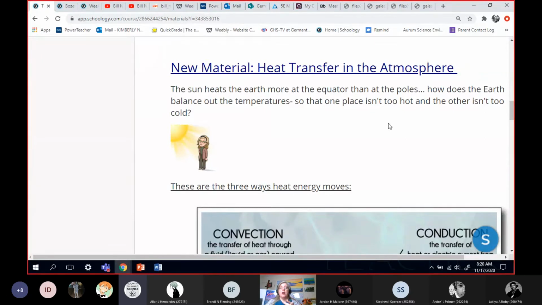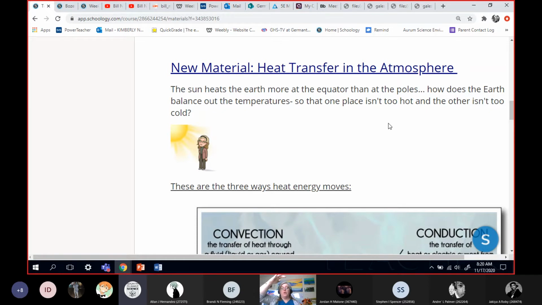All right, so we know that on the Earth, the sun is hotter at the equators and it's colder at the poles. So how do we balance it out? I mean, like hot, like 120, 130, almost all year long.